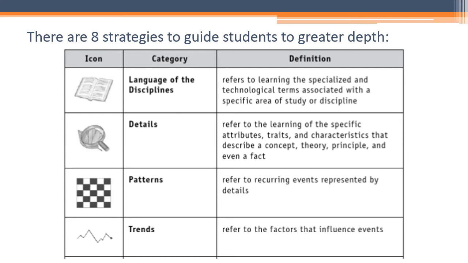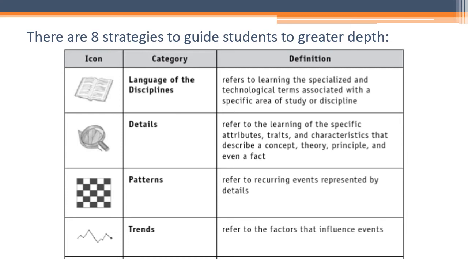What are the characteristics of gifted learners? Who are they? Cognitively, socially, emotionally. Okay, so you are now digging into the specific details about these learners. With those questions, you are bringing yourself to a greater depth. Next, patterns refer to the recurring events represented by details.